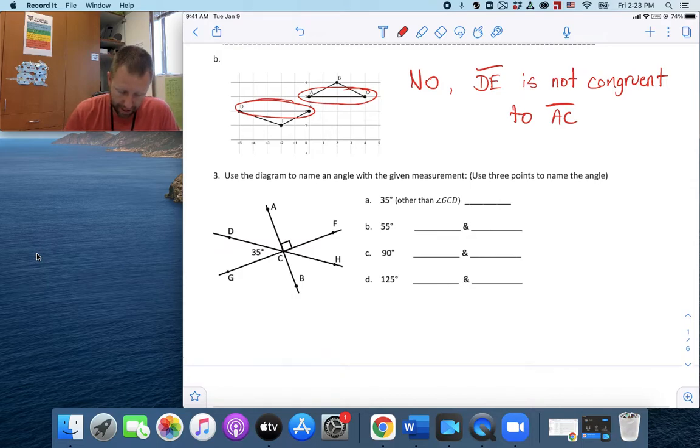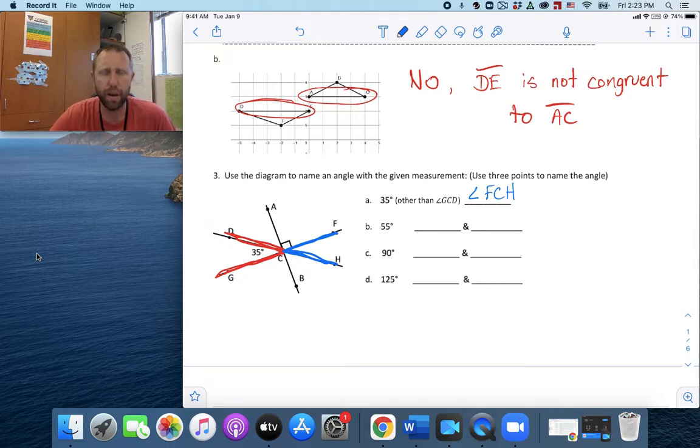So it wants a 35 degrees other than angle GCD. GCD is the angle that they gave us. So what we're looking for is another angle that's 35 degrees. And remember what we learned about vertical angles. If I rotated that angle 180 degrees around its vertex, around vertex C, that's going to give me that other 35 degree angle, and I see what's there. It is FCH, this one right here, so that's what I'll put down. Angle FCH.